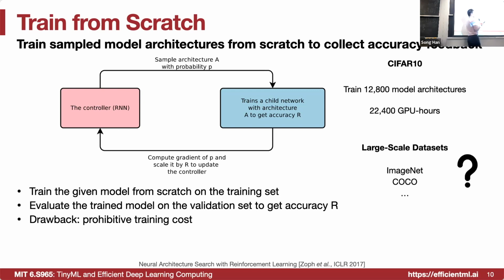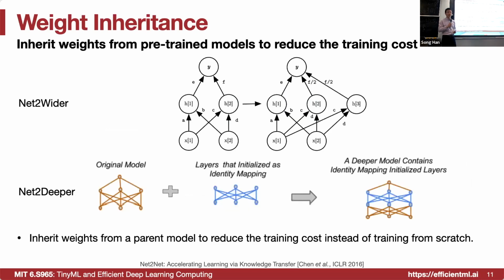Not to mention large-scale data sets. Say we want to find a good model on ImageNet, or on the COCO data set. What do we do about that? Rather than directly training the model from scratch, can we stand on the shoulders of giants? Rather than reinitializing everything, can we inherit the weights? This is another possible idea.